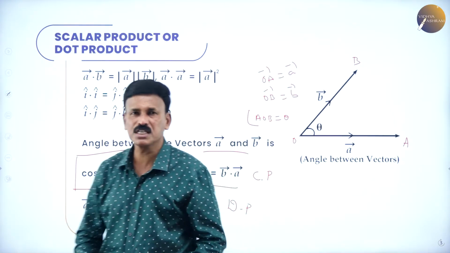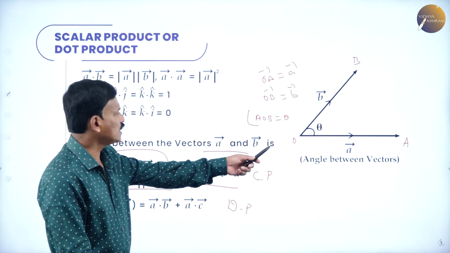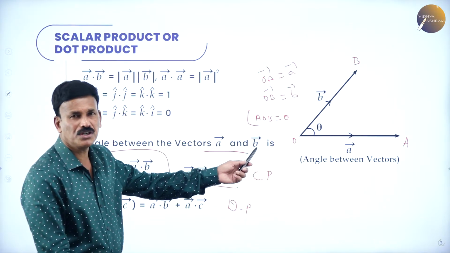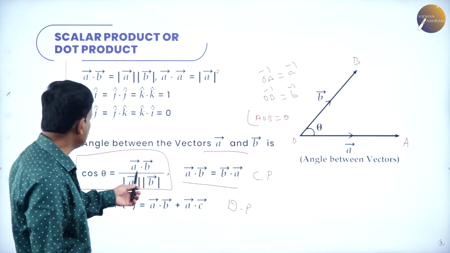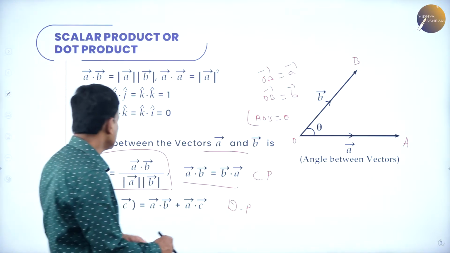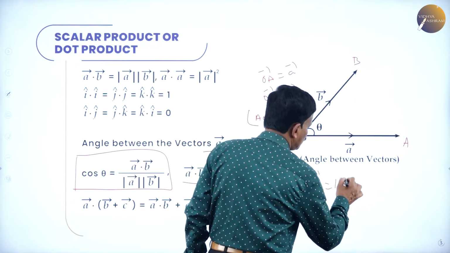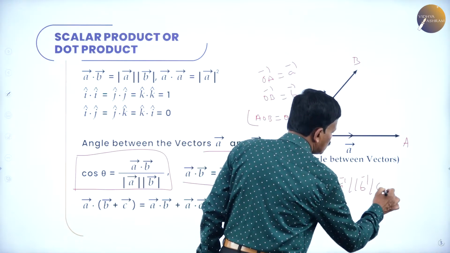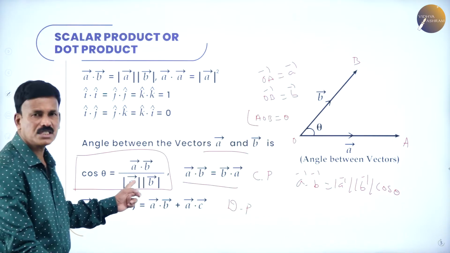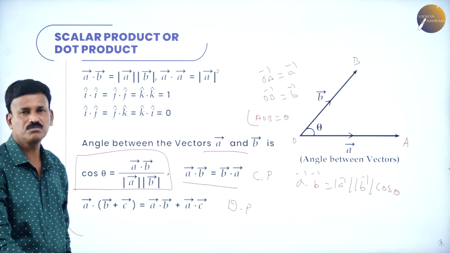Let us see once again. If theta is the angle between the vectors A and B, that is OA and OB, then since we know A dot B is equal to length of A into length of B cos theta, therefore cos theta is equal to A dot B divided by length of A into length of B.